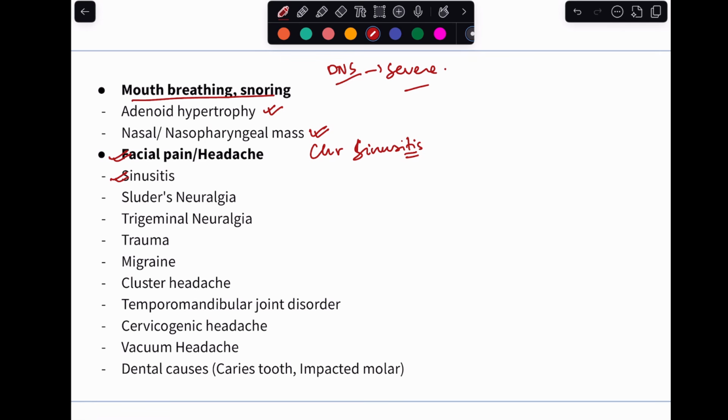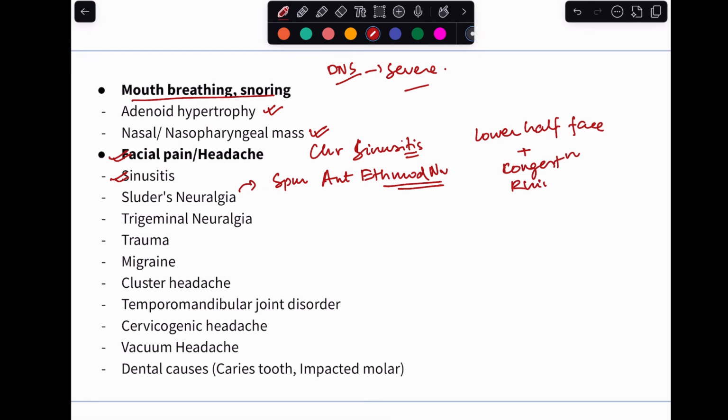Sluder's neuralgia is this typical condition that we see when a septal spur impinges on the middle turbinate, leading to pressure on the anterior ethmoidal nerve. When this nerve gets compressed, it leads to a very neuralgic pain in the lower half of the face. And along with this, we have three other symptoms. We have nasal congestion, we have rhinorrhea, and we have increased lacrimation. And this is what a case of Sluder's neuralgia looks like.